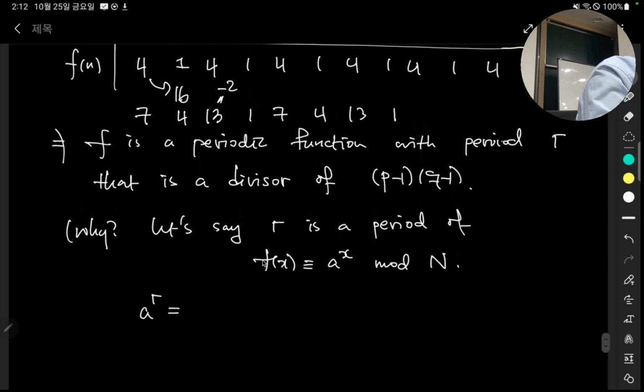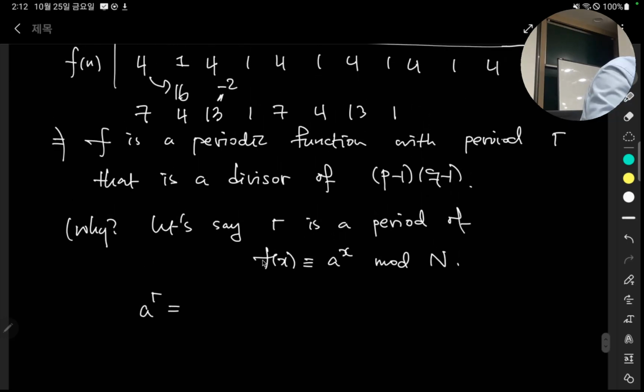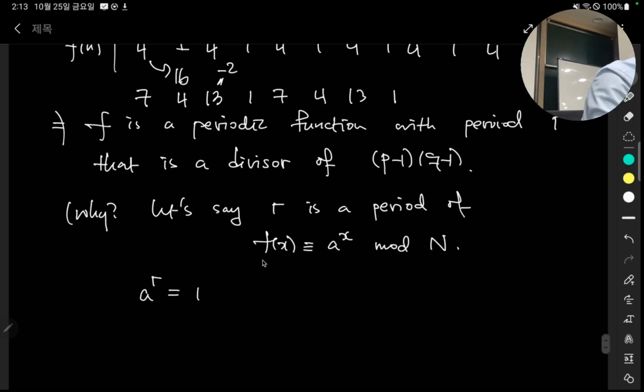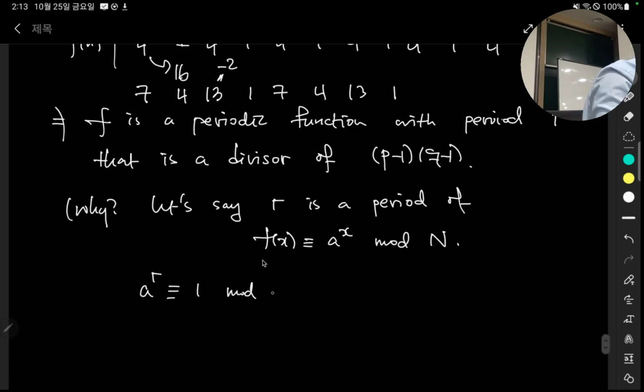Now, why is that? So let's say we have a period, then when you jump r times from anywhere, you always get to the same number. So suppose that you started from a to the power of 0, you get 1. So you jump r times, you come back to 1 again. So when you take the r exponent to any number a, you get 1 modulo n.